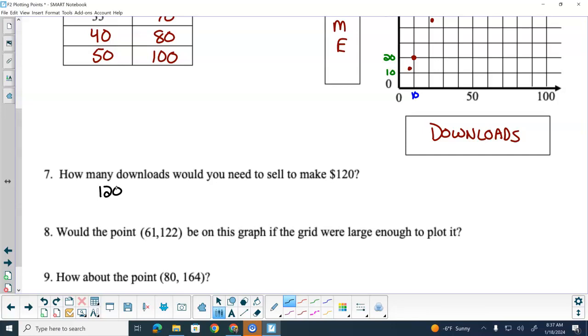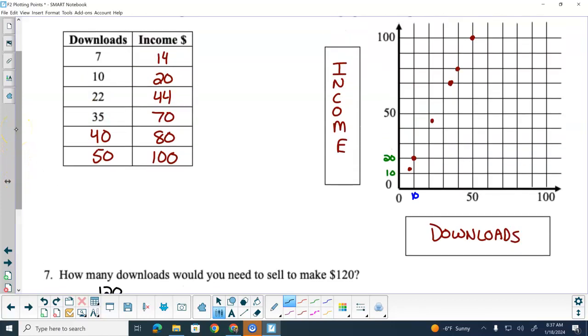How do you think Izzy, when we said we had $100, came up with 50? After Chloe chose 40, we knew that it was 80. If she would have chosen 80 over here, we would have gotten 40. We're multiplying this one by 2, right? Which means if we're multiplying the downloads by 2 to get the income, what are we doing to the income to get the downloads? What's the opposite of multiplication? Division. If we multiply by 2, we're going to divide by 2 coming back.